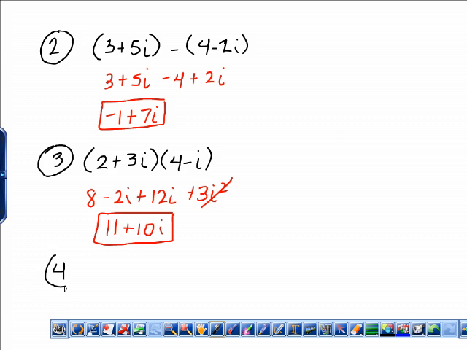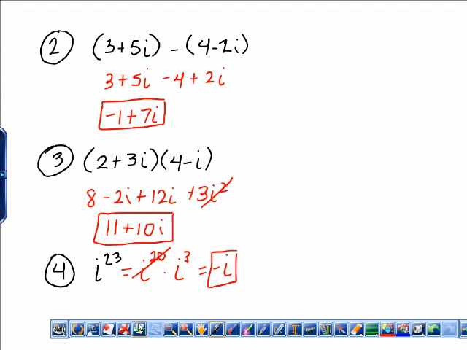Alright, number 4. Let's say we have i to the 23rd. So this is kind of what I was getting at before. If every fourth power, or we could say multiple of 4 as the power, is 1, then i to the 23rd should break down, and I'm going to use what I know about exponents. This is the same as i to the 20th times i cubed. i to the 20th, like i to any other multiple of 4, is 1, so I'm just going to cross that off. And then i cubed, if you remember, was negative i.